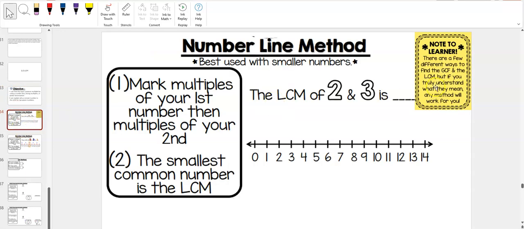Okay, so again, I have my little warning in the corner reminding you that there are different ways to find GCF and LCM. But if you truly understand what they mean, then any method will work for you, and you can use any method, okay?